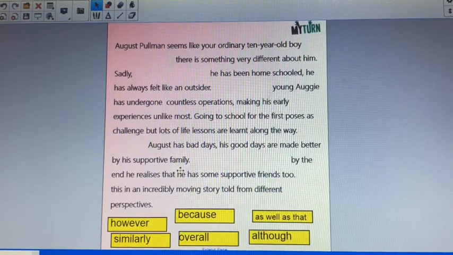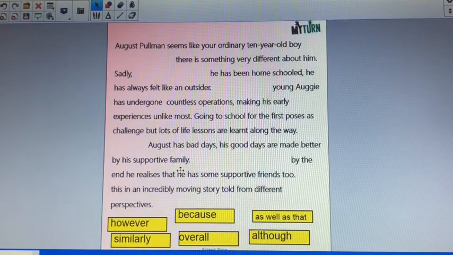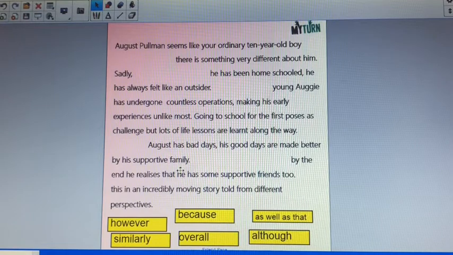My turn again. Here is another short example of a book review on Wonder. There are blanks again, but we're going to talk about what conjunctions would work. You can see at the bottom there is a word bank for you to use, but I want to talk through some of my choices first. August Pullman seems like your ordinary 10-year-old boy. Blank. There is something very different about him. Straight away we can see that we're making a comparison between ordinary boys and August. So we have to use a contrasting conjunction, and I think however would work here.